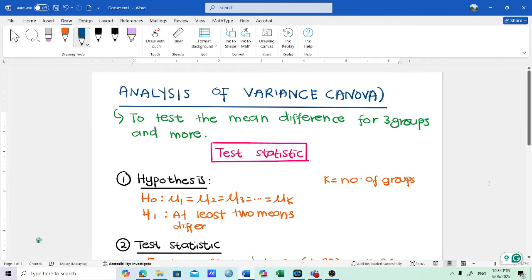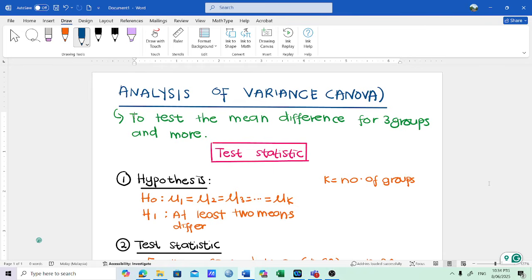Today's topic is analysis of variance, also known as ANOVA. ANOVA is used to test the mean difference for three groups or more. There are two methods to carry out the hypothesis testing procedure for ANOVA: the test statistic method and the p-value method. This video will demonstrate the hypothesis testing procedure for ANOVA using the test statistic method. The procedure is as follows.